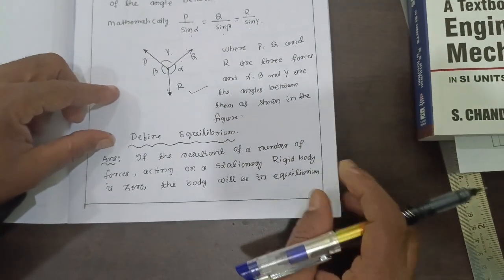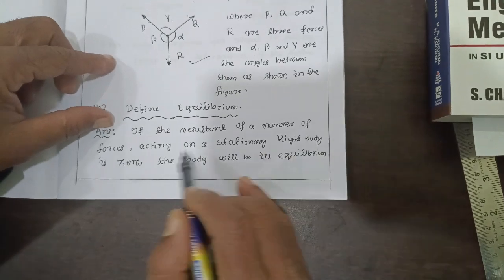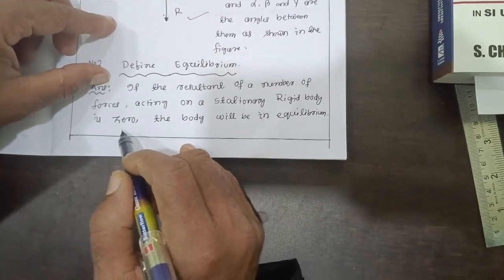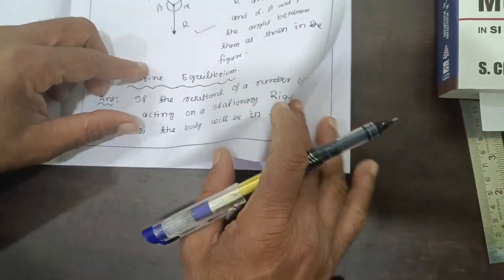Define equilibrium. If the resultant of a number of forces acting on a stationary rigid body is zero, the body will be in equilibrium.